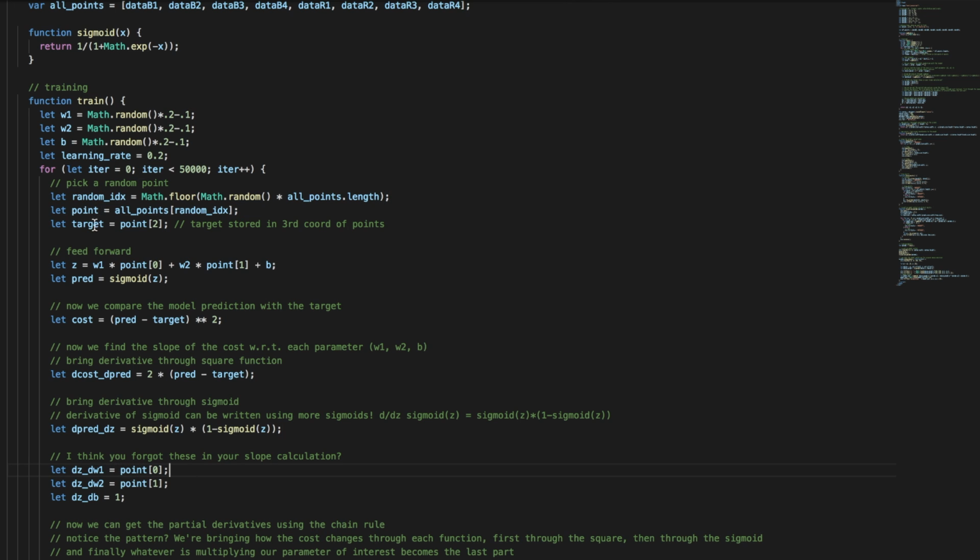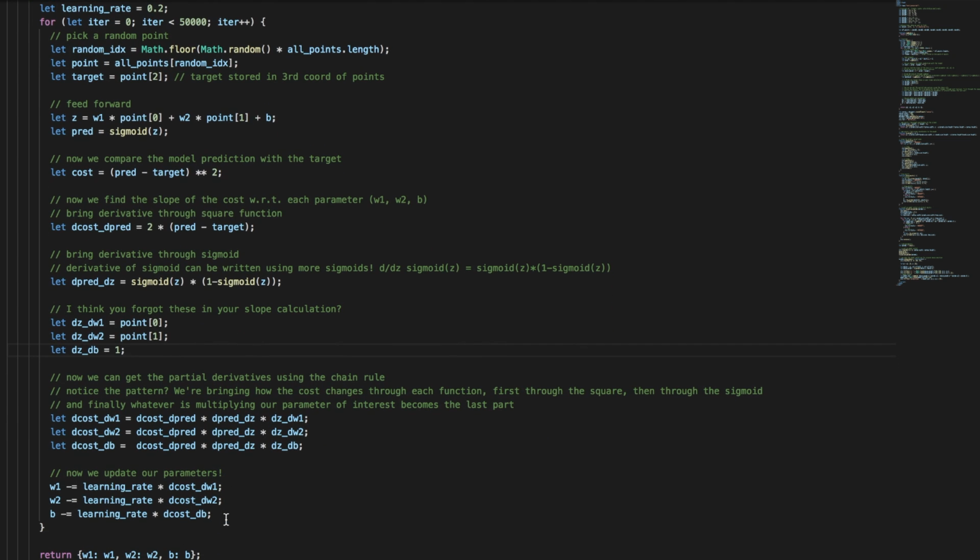Then we want to know how z changes when W2 changes, and that's the same argument. We can forget about everything else and just look at what is multiplying W2, and that's 0.1, or the second feature of the flower. So how does z change with W2? Well, it changes by 0.1. And finally, how does z change when B changes? Well, it just changes by 1. What is the partial of z with respect to B? You can see B is really B times 1 here, so the partial is 1.